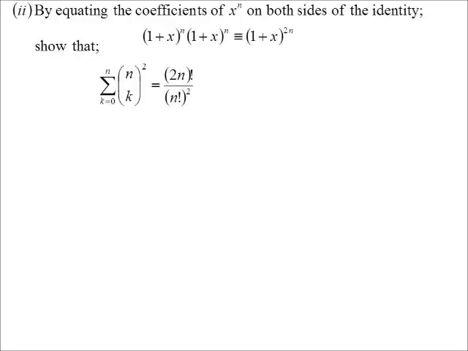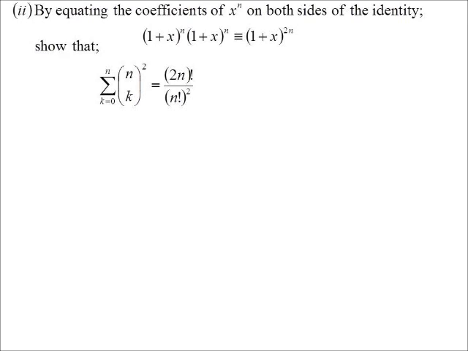Now for the third idea. The third idea then is where we compare particular coefficients. So we might say, hey, let's have a look at the coefficient of x squared, or let's have a look at the coefficient of x cubed on both sides. So that's the third idea.